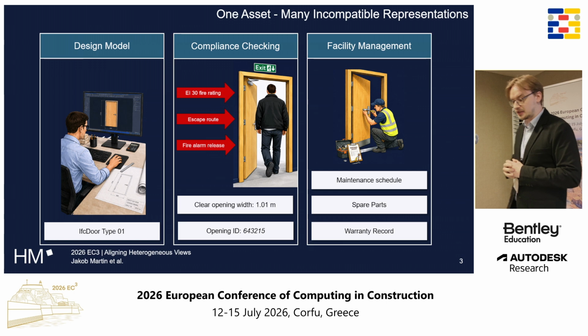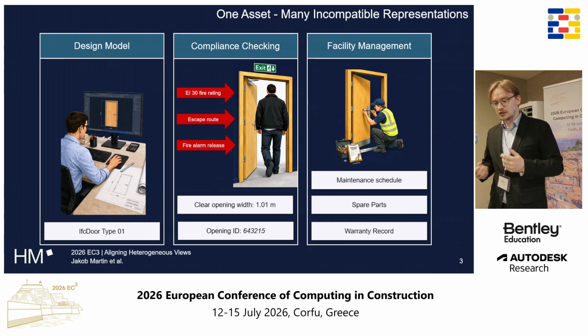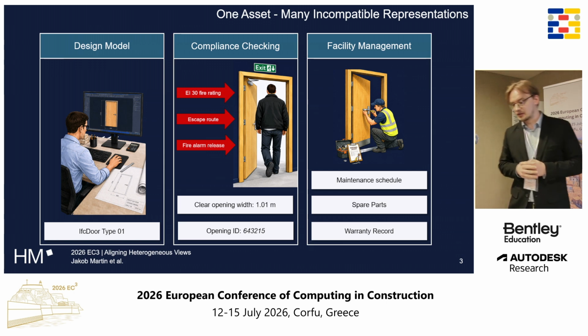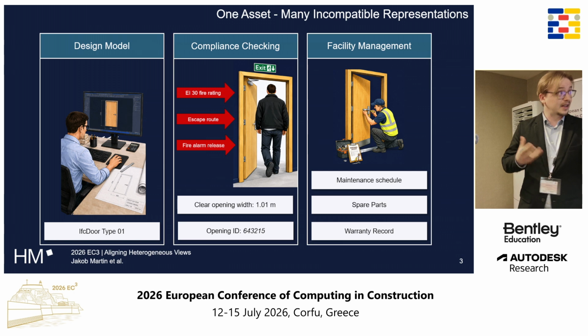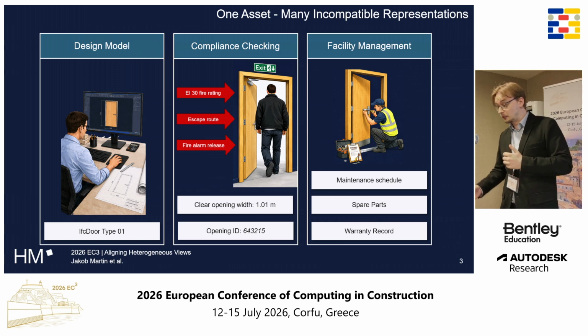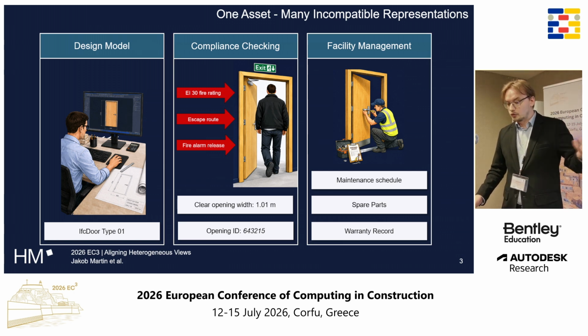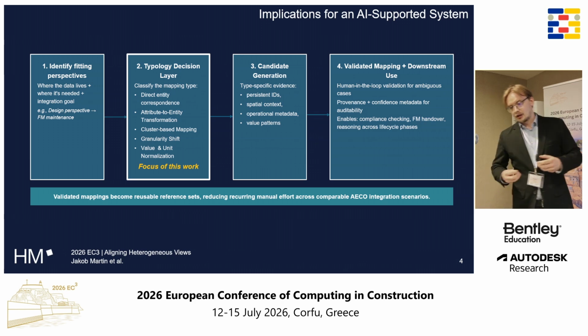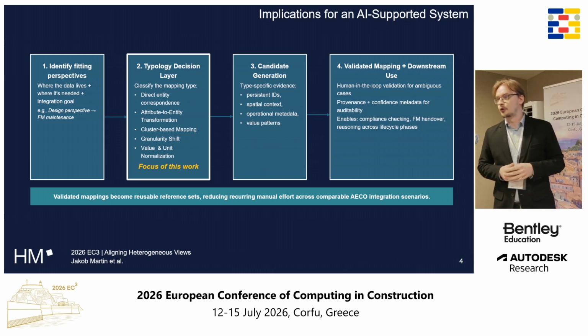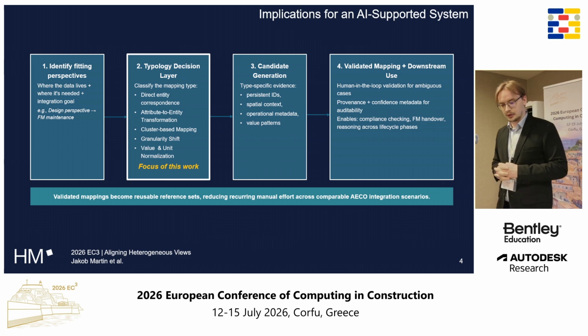And in facility management, we have different kinds of parts regarding the door for the maintenance schedule, spare parts, and the warranty record. The problem here, again, is that we have the same door in three representations, and none of these representations automatically talks to each other. So obviously, there is an implication for an AI-supported system to solve this kind of issue.